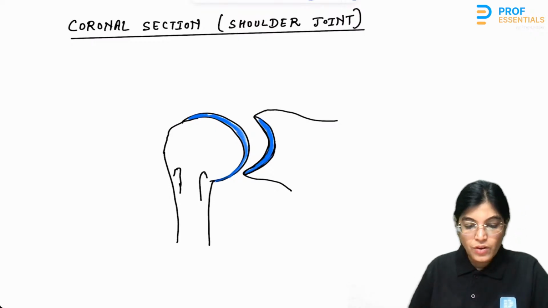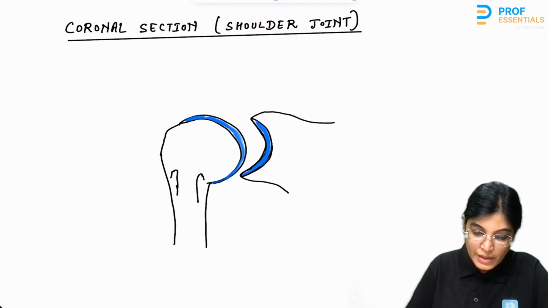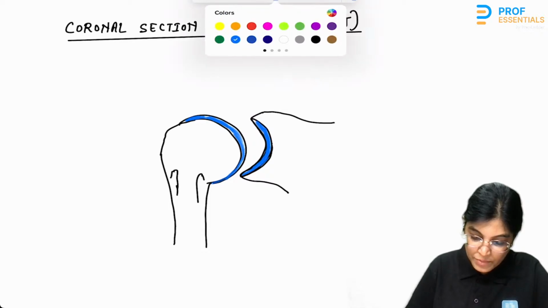Okay, and on the margins of the articular margins, we can also draw the glenoid labrum. So let's draw the glenoid labrum. I will use green color for the glenoid labrum.